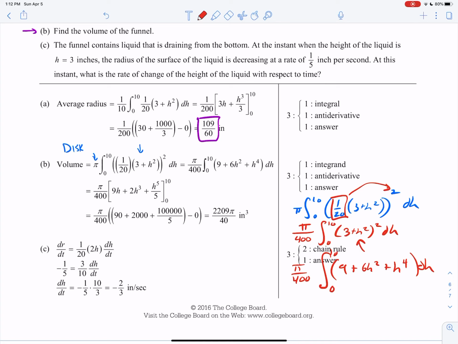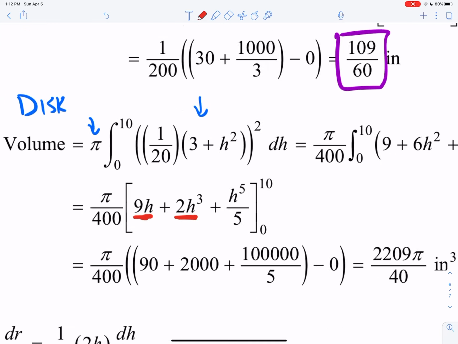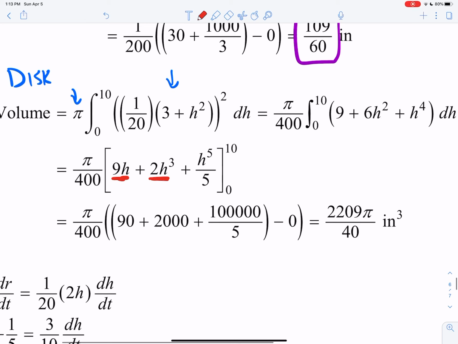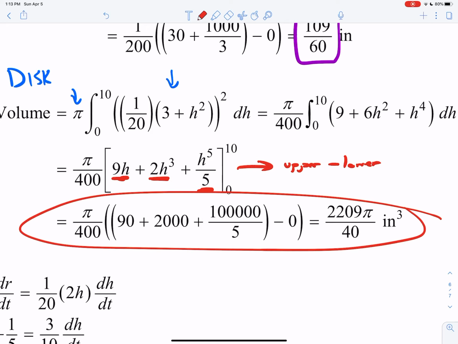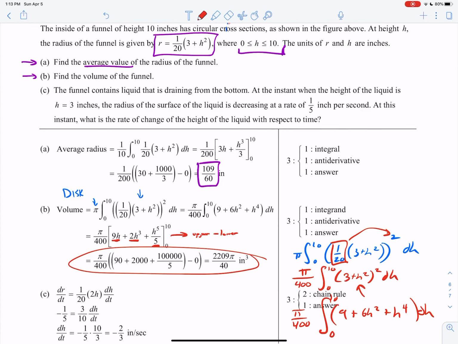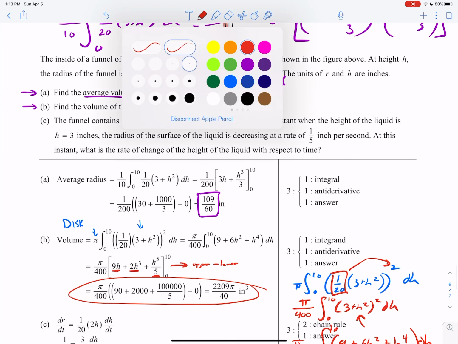Okay, so once you integrate, you should get 9h plus 6h cubed over 3, or 2h cubed equivalently, and h to the 5th over 5. Pretty much the moment you guys plug in your upper minus your lower, leave it there. Don't go as far as they did, because that's just a waste of time. Okay? Here's part C.